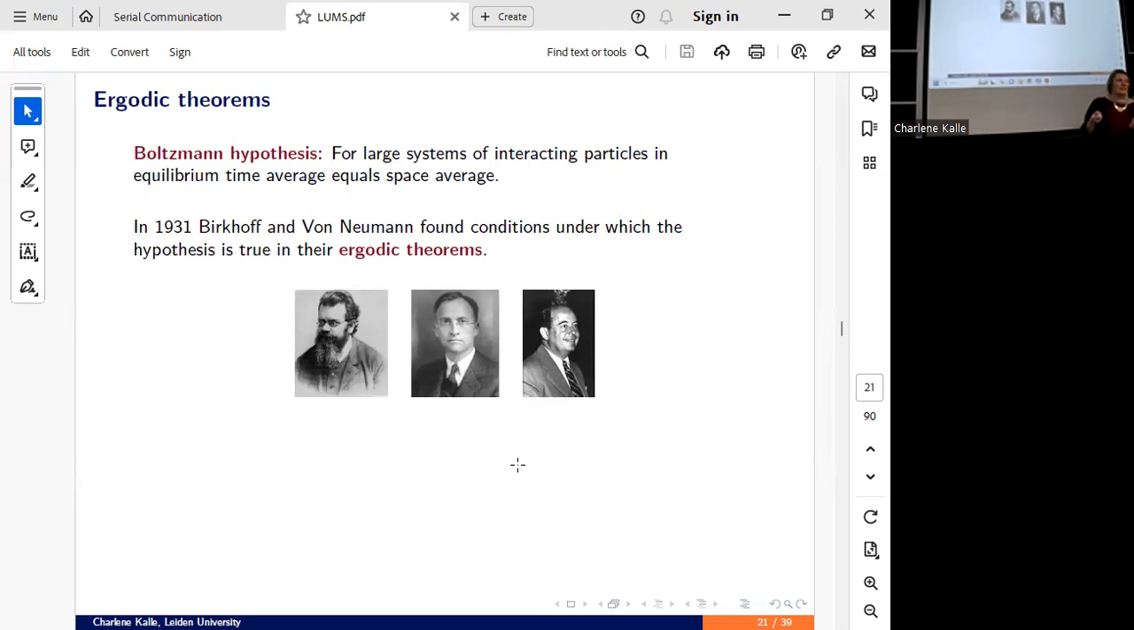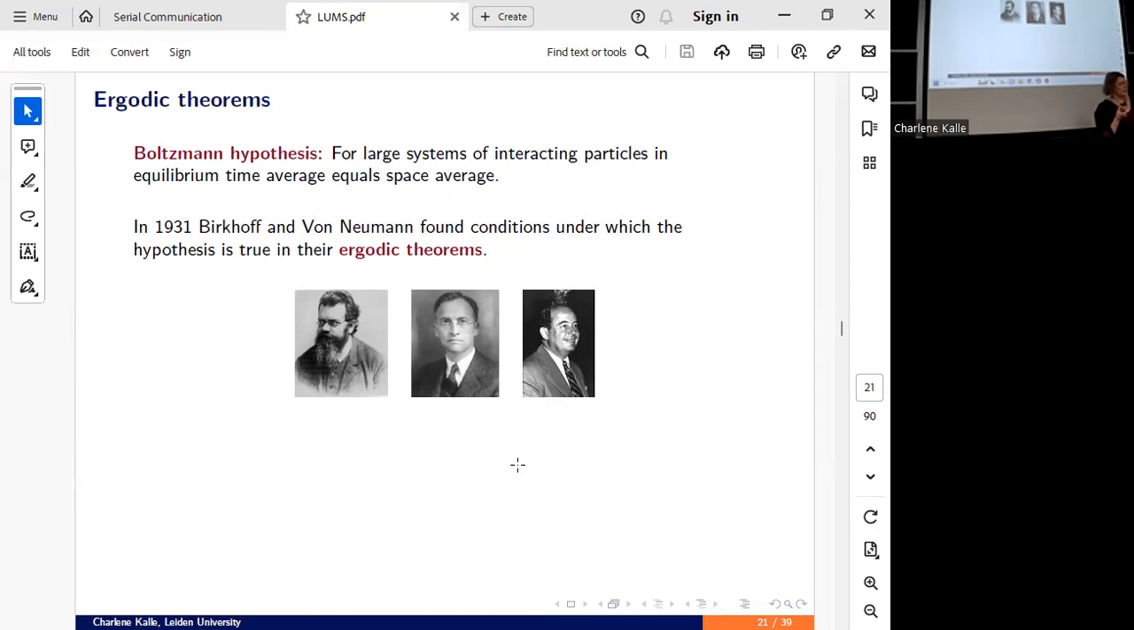This can nowhere be found stated like this by Boltzmann. I think this is just a summary of his ideas, but I think he never actually thought that this was accurate. In fact, many years went by and people searched for interpretations of this hypothesis and conditions under which this statement actually holds. And these were found in 1931 by Birkhoff and von Neumann, and they were formulated in the ergodic theorems.